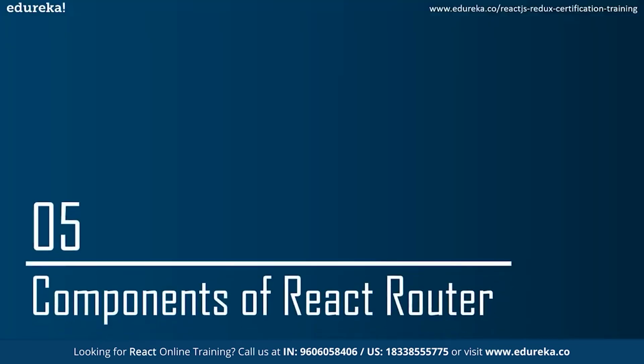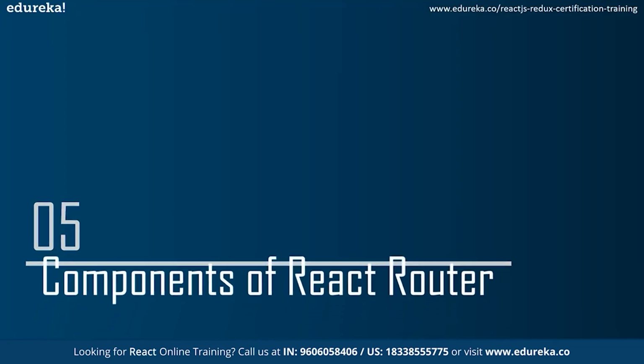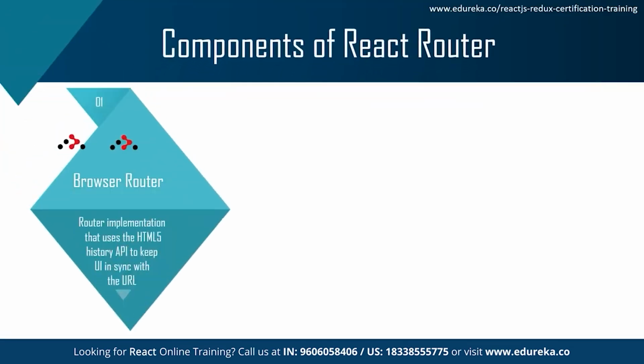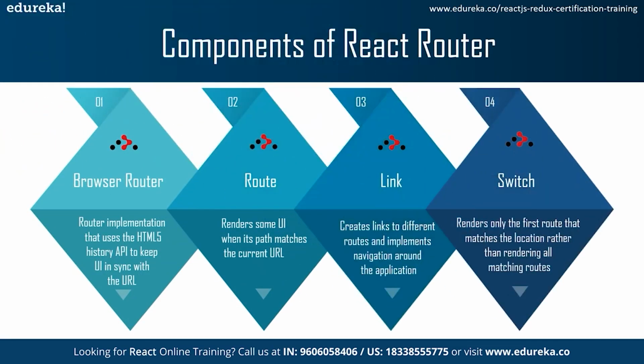Now let's discuss the components of React router. There are 4 major components of React router, which are frequently or always used whenever we are working with the React router. The first one is browser router, then we have route, then we have link, and then we have switch. Browser router is a router implementation that uses the HTML5 history API, which includes push state, replace state, and the pop state event to keep our UI in sync with the URL. And it is the parent component that is used to store all of the other components.